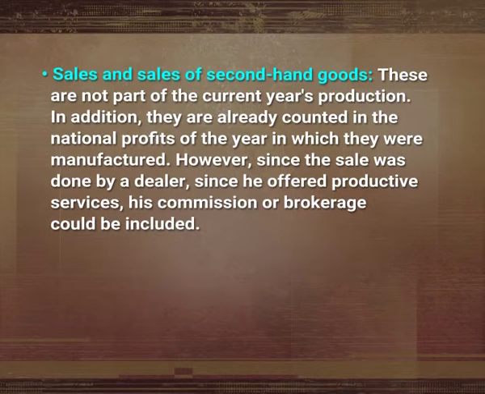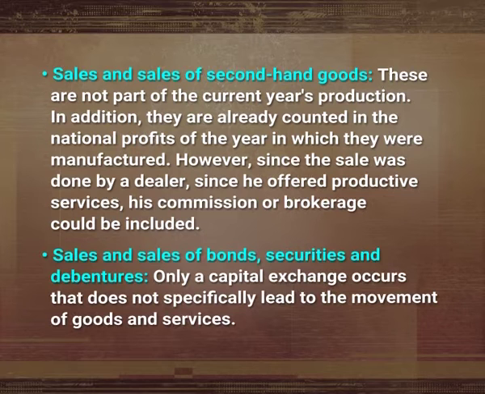The value of the following items should be excluded: sales and resales of second hand goods. These are not part of the current year's production. In addition, they are already counted in the national income of the year in which they were manufactured. However, since the sale was done by a dealer, since he offered productive services, his commission or brokerage could be included. Sales and resales of bonds, securities and debentures. Only a capital exchange occurs that does not specifically lead to the movement of goods and services.